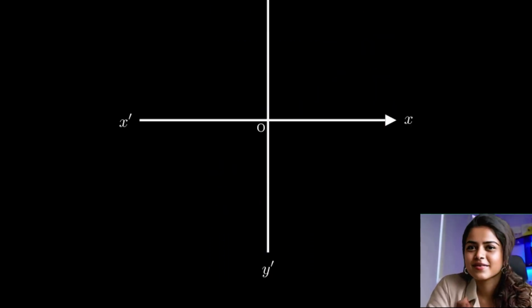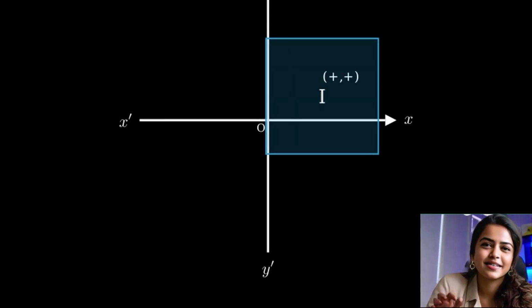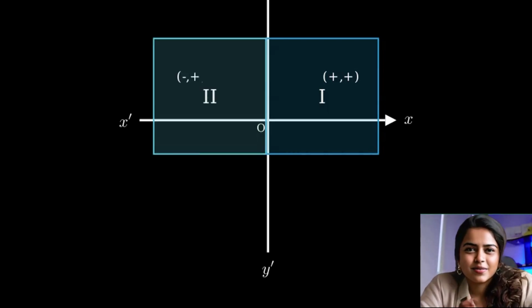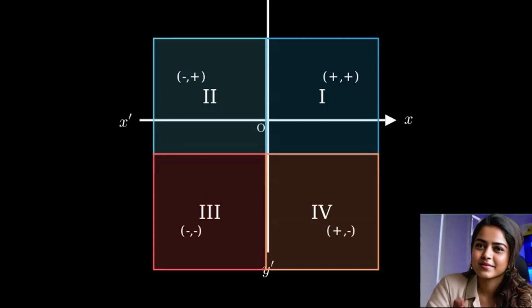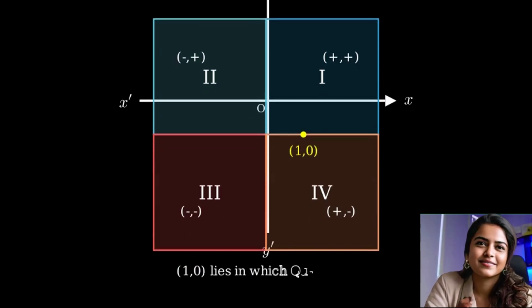These quadrants are labeled counterclockwise using Roman numerals. The first quadrant, where both x and y coordinates are positive, is denoted as quadrant 1. The second quadrant has negative x and positive y coordinates. The third quadrant has both negative x and y coordinates. And the fourth quadrant has positive x and negative y coordinates. Points that lie on any of the axes don't belong to any quadrant.